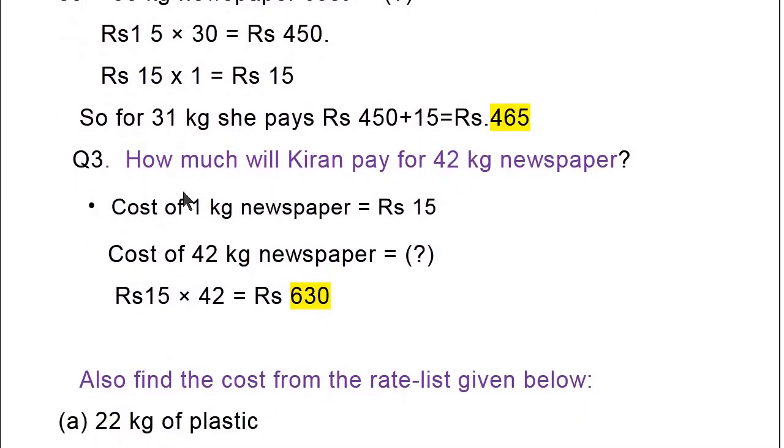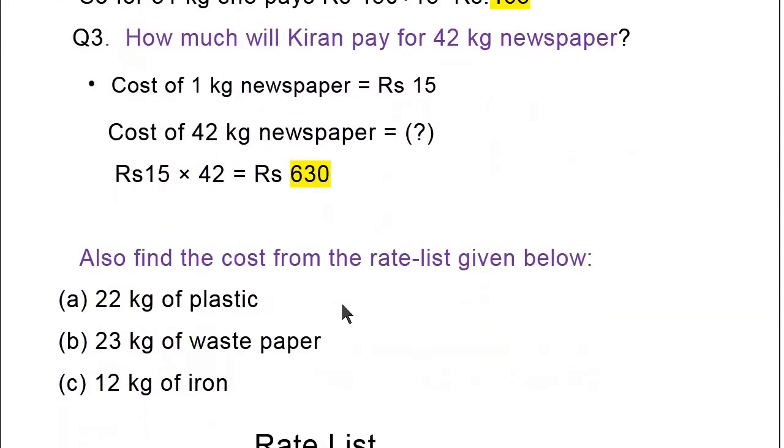Now question number 3. How much will Kiran pay for 42 kg newspaper? Cost of 1 kg newspaper is equal to 15. So cost of 42 kg newspaper is equal to how much? Here also, 42 is there, so we multiply 40 by 15 and afterward 2 by 15. If we multiply this way, it is very easy. If 15 into 42 is multiplied directly, then 630 is there. If we multiply 15 into 40, then 600, and afterward 15 into 2, then 30. So 600 plus 30 is equal to 630.